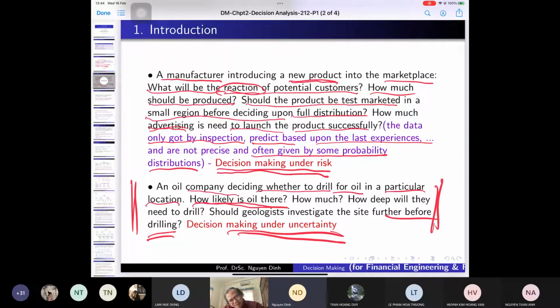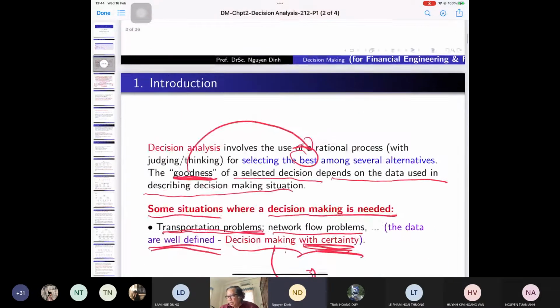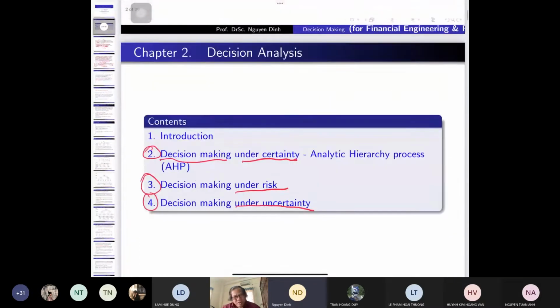So we will go, as you see here, to the three sections concretely. Is that okay? Each section is one of the situations where we need to make a decision. And today I hope that we will finish all three cases here.